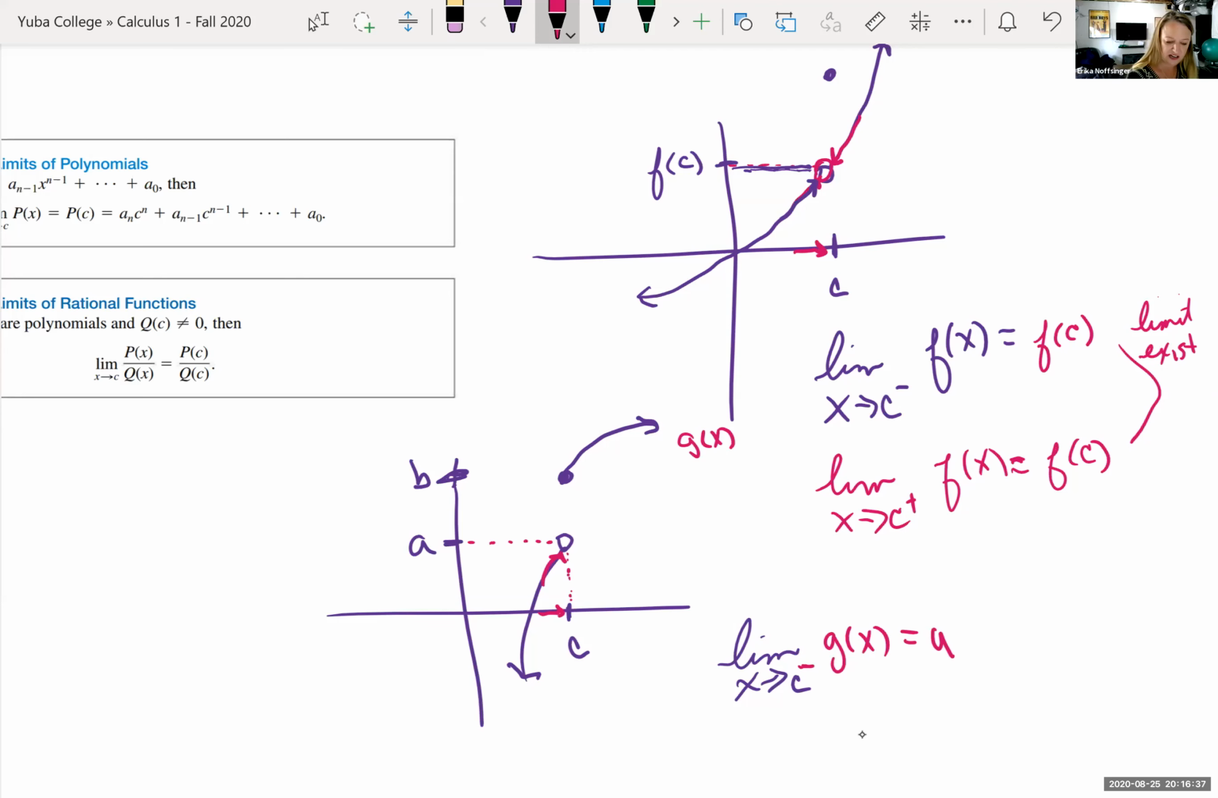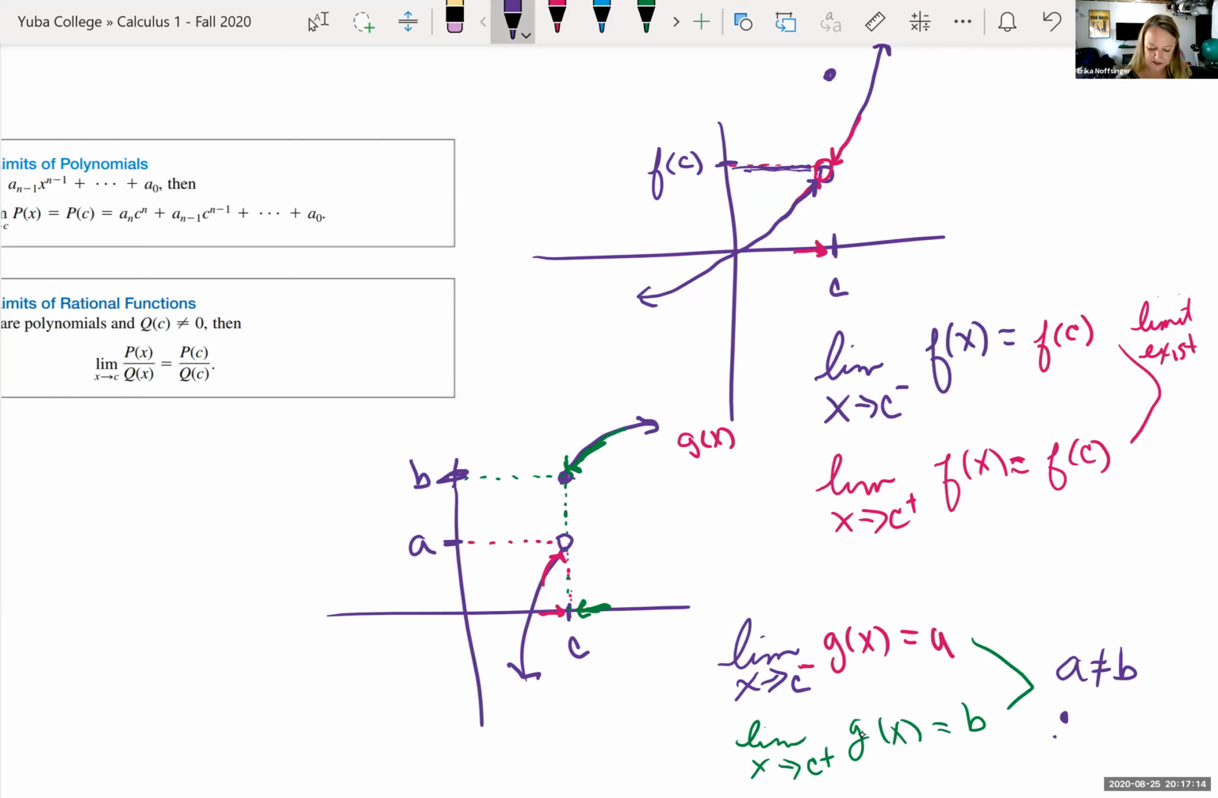And here, this limit as we're coming in on the right-hand side. So looking at x equals c, look at the piece of the graph on the right. So that would be this piece up here. As we come in on the right, that y value you get closer and closer to is actually b. And since a does not equal b in this graph, the limit doesn't exist.